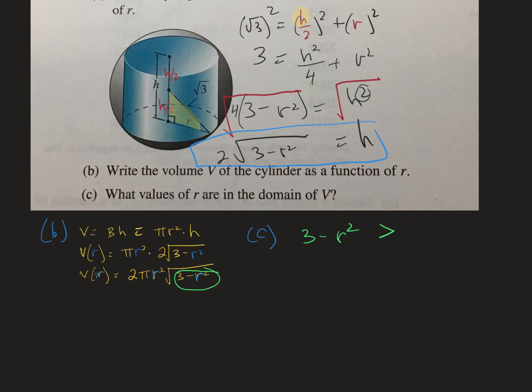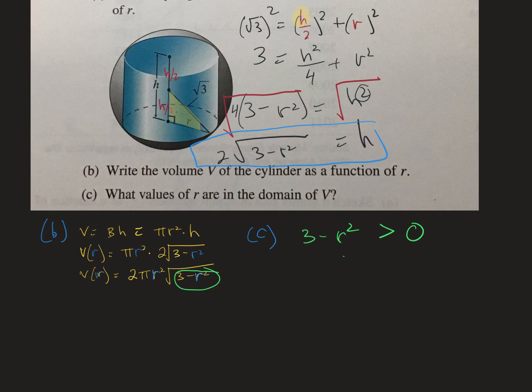So it must be greater than maybe or equal to 0, but if it was equal to 0, we'd be saying that the volume was equal to 2 pi r squared times the square root of 0. That would all be 0. So this can't just not be negative. It also can't be 0. So 3 minus r squared must be bigger than 0, or this problem makes no sense. Let's go ahead and solve this.